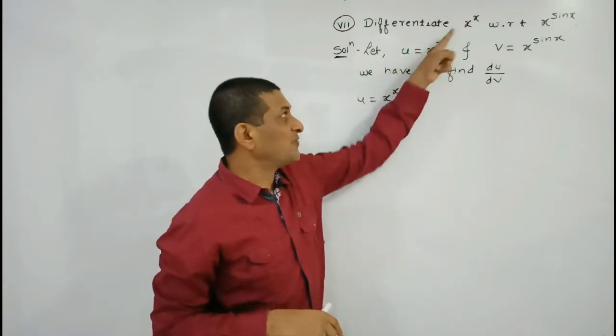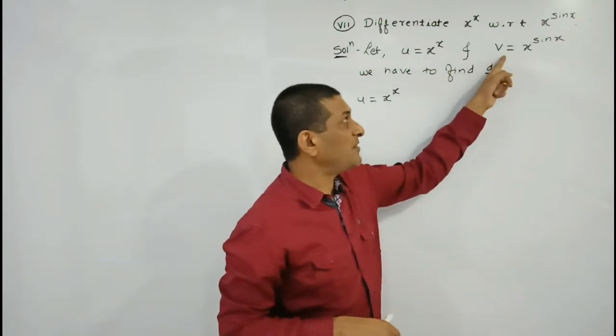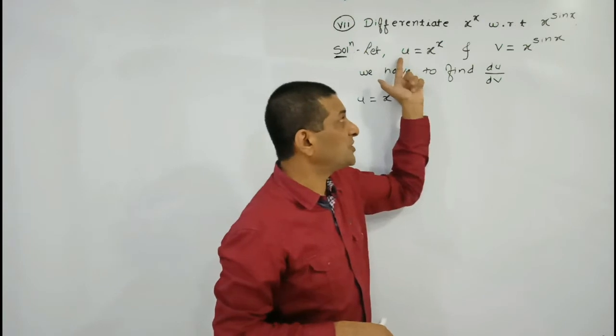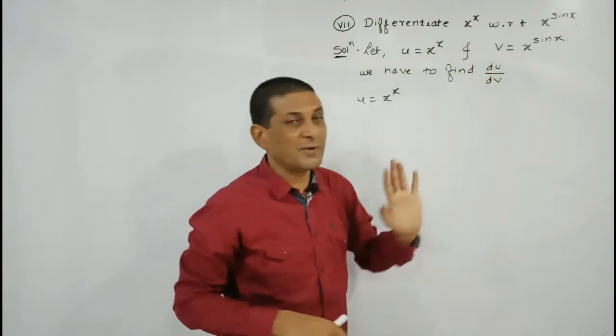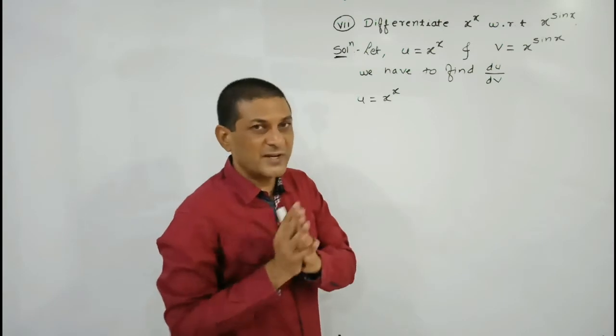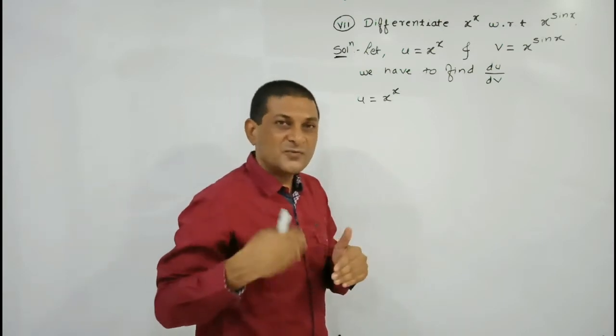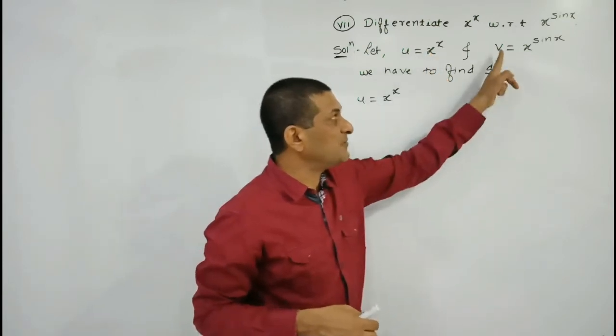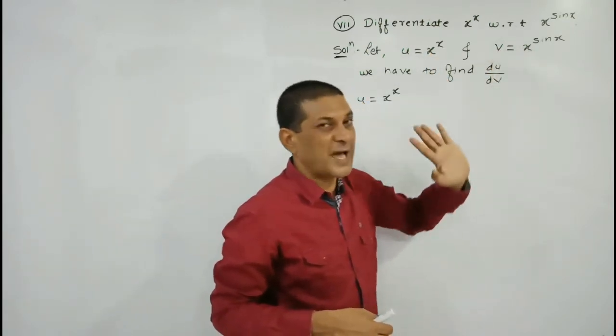So let us denote the first function by u and the second function by v. We have to differentiate the first function with respect to the second, which means we have to differentiate u with respect to v, so our aim is to find the value of du upon dv. Now to find du upon dv, first we will require the derivative of u with respect to x, then the derivative of v with respect to x.